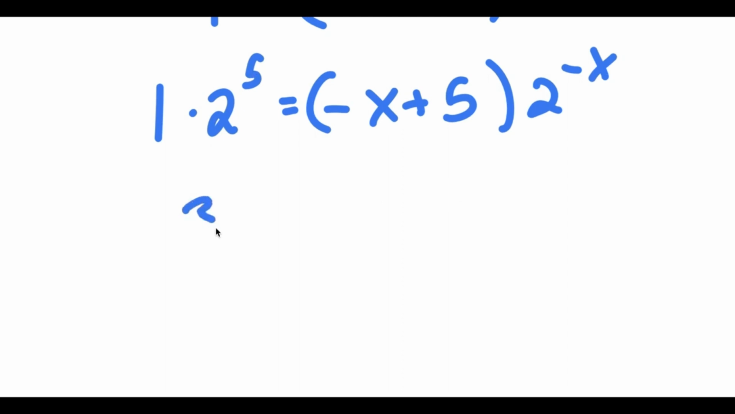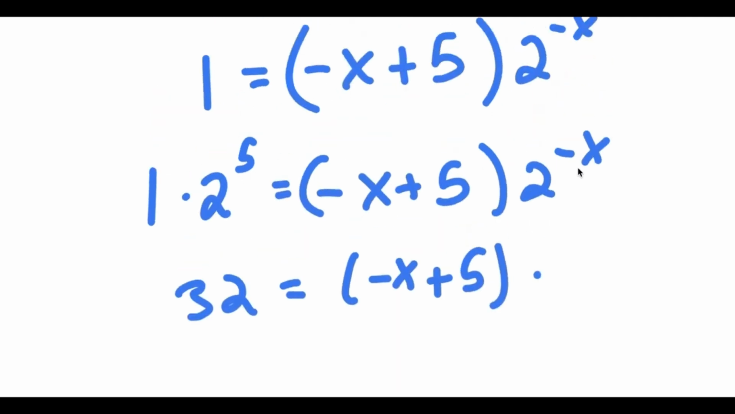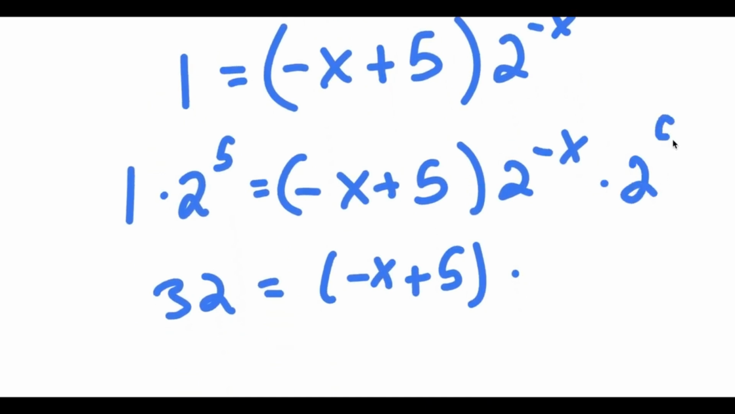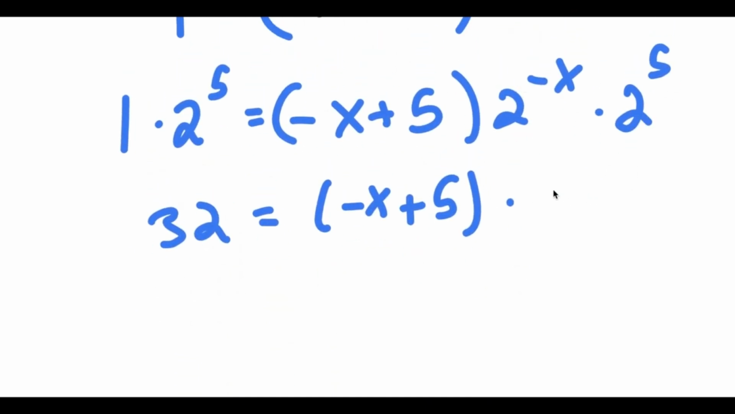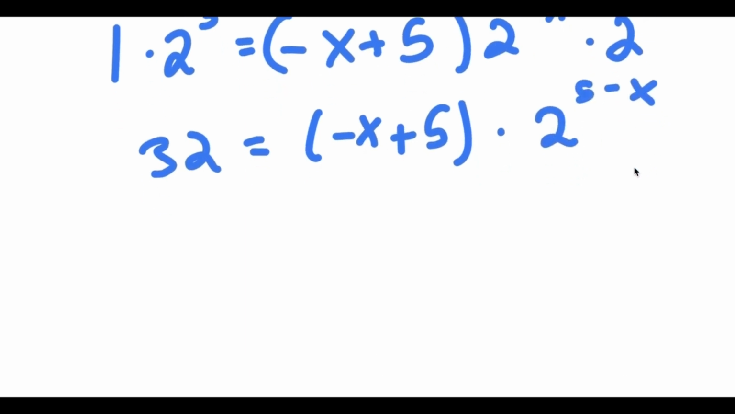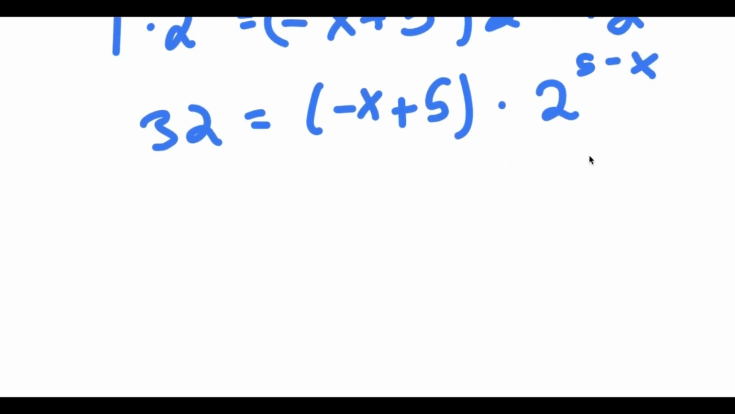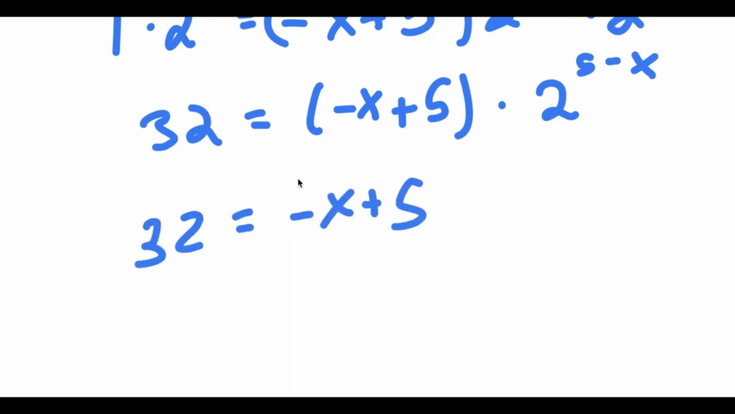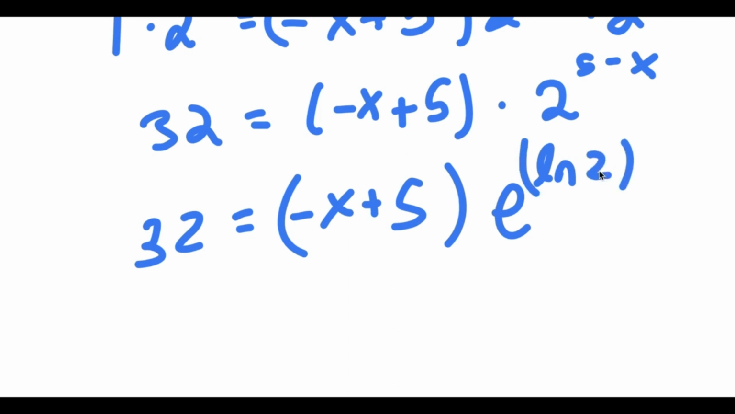And 2 to the power of 5 is 32, so I get 32 is equal to negative x plus 5 times, sorry, I forgot to multiply this side by 2 to the power of 5, but 2 to the power of negative x plus 2 to the power of 5 is 2 to the power of 5 minus x. Now I have 32 is equal to negative x plus 5 times e to the power of ln of 2 times negative x plus 5.